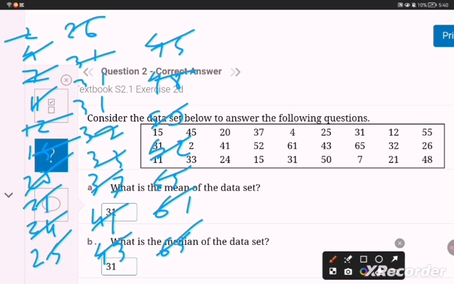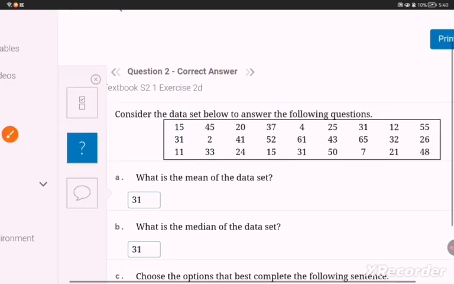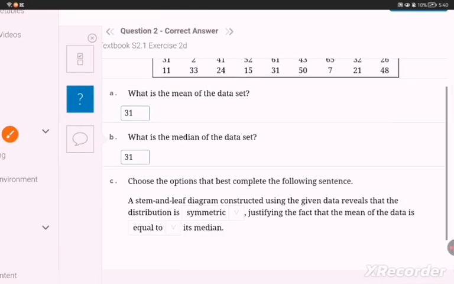Yeah, okay, so your answer is 31 and 31. Okay, no, actually, wait, one more. Okay, so yeah, your final answer is 31, so that's your median. And then a stem and leaf diagram.